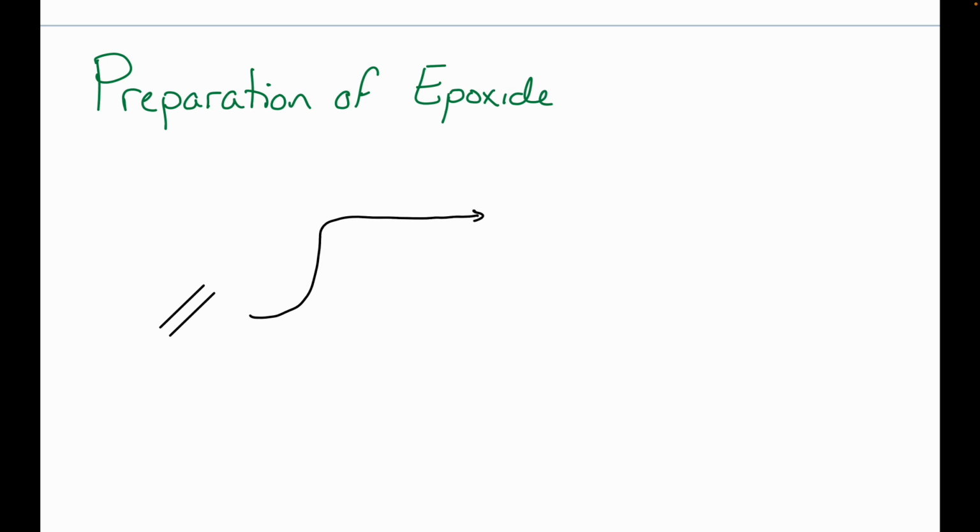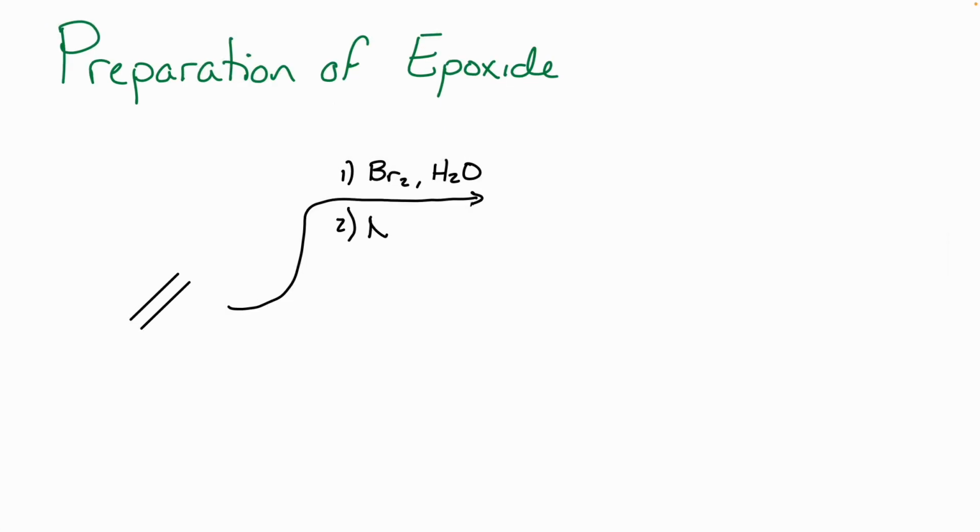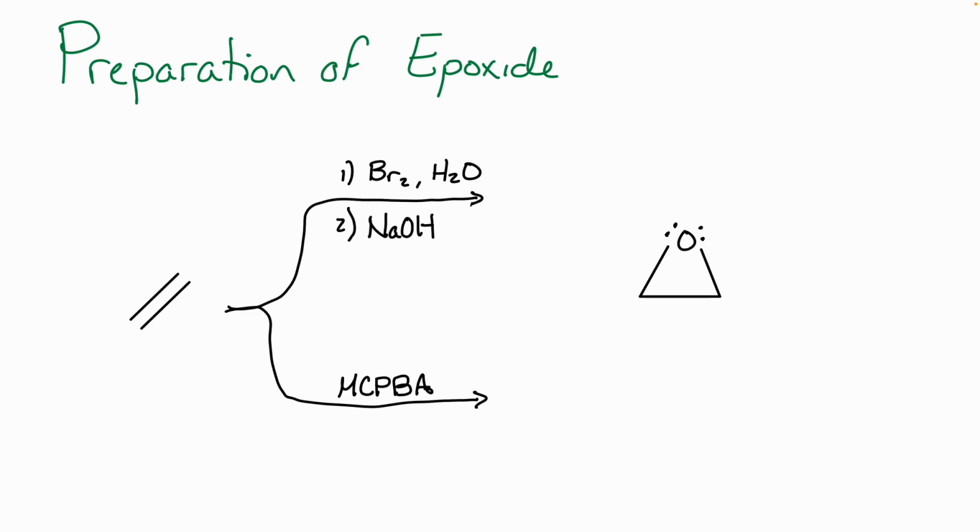The first is by doing this reaction with bromine and water to create what's called a halohydrin. This would have been one of the reactions of alkenes that you covered. And then if you treat that halohydrin with sodium hydroxide, you will get an epoxide. Or you could use something a little bit fancier, what's called MCPBA. And we'll talk a little bit about this here in a second, but that is also just going to give you that exact same epoxide product from an alkene.